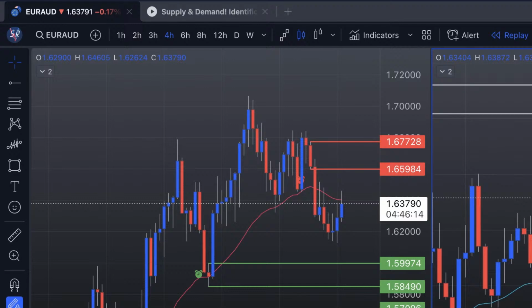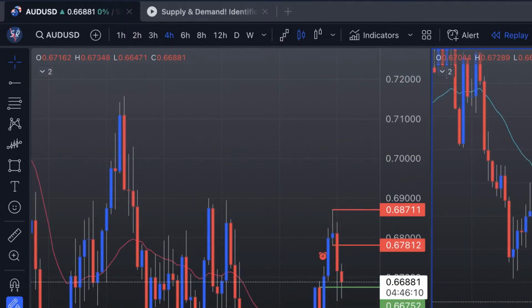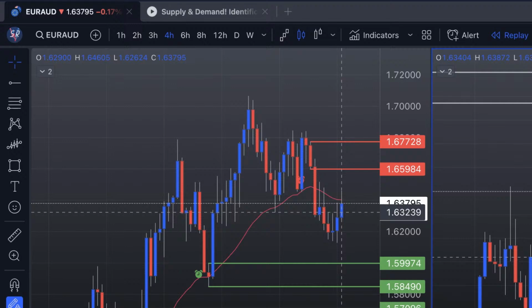But this Aussie against the dollar, taking advantage of that weakness, but just not getting the advantage on the weakness in the Euro Aussie. All good. We just barely got stopped out. But look, hey, my analysis was right. My stop was in the wrong place. So we'll just see what happens with this one.